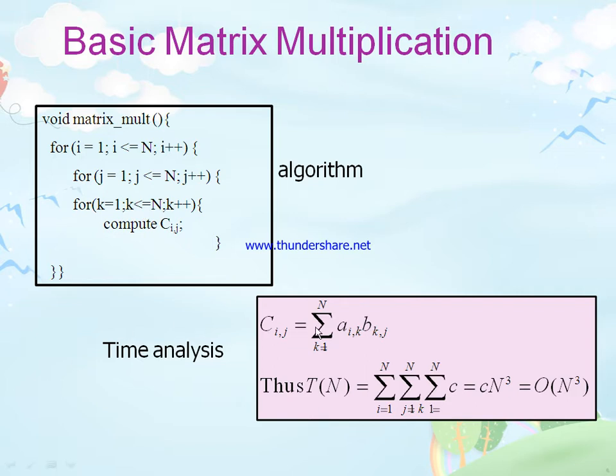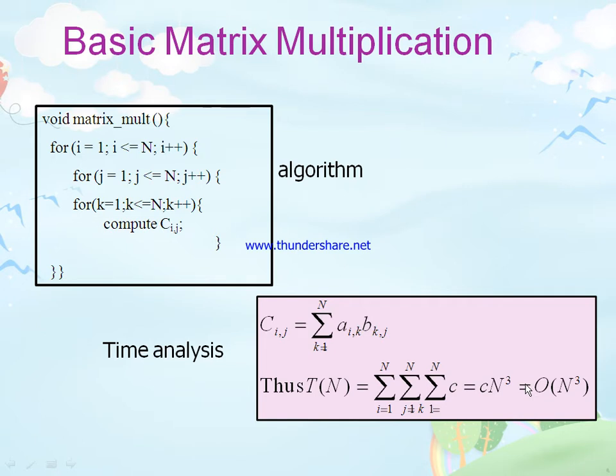Coming to the time analysis, C of ij equal to sigma k equal to 1 to n, A of ik into B of kj. Here all the three dimensions are the same, so you can consider any dimension. We multiply these two and add to C of ij after each iteration. Thus the time complexity of n equals sigma over three loops: i equal to 1 to n, j equal to 1 to n, and k equal to 1 to n, giving c n cube. That we have already evaluated in previous classes.